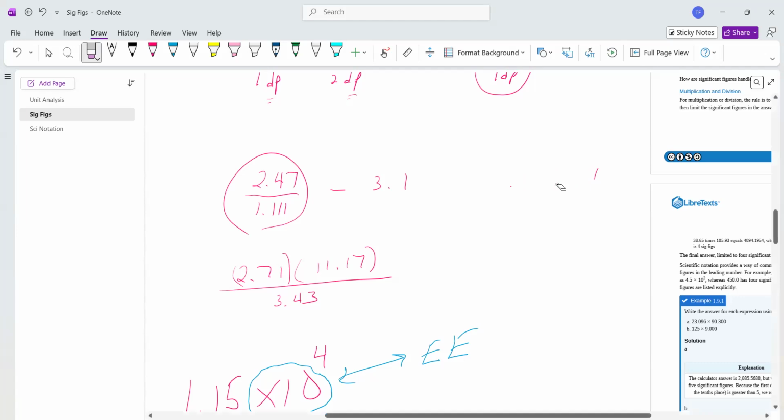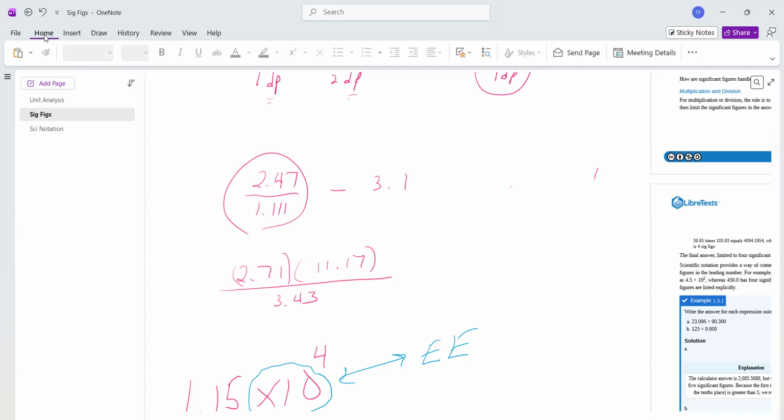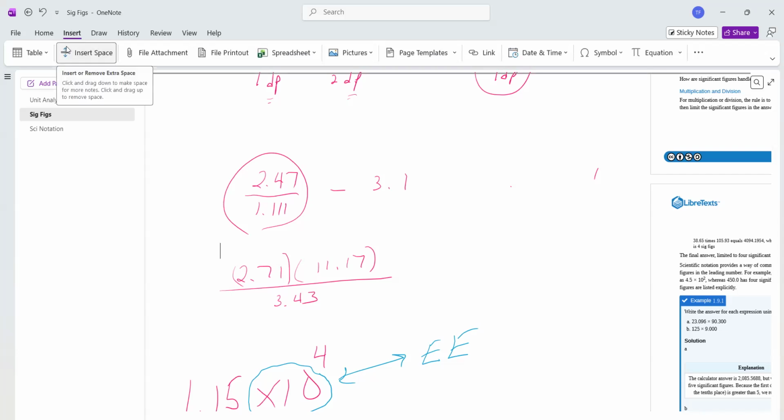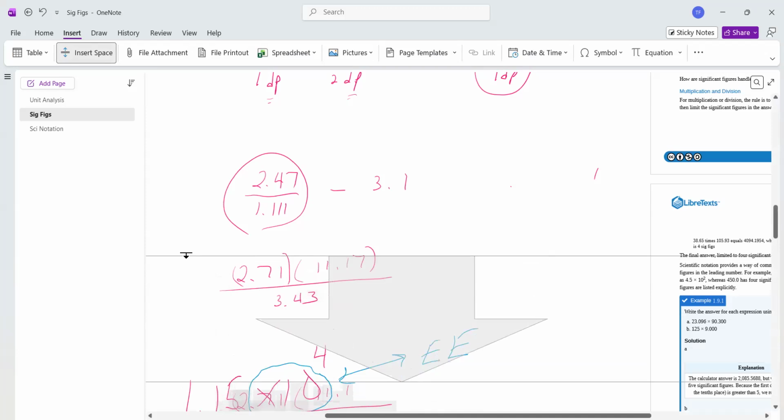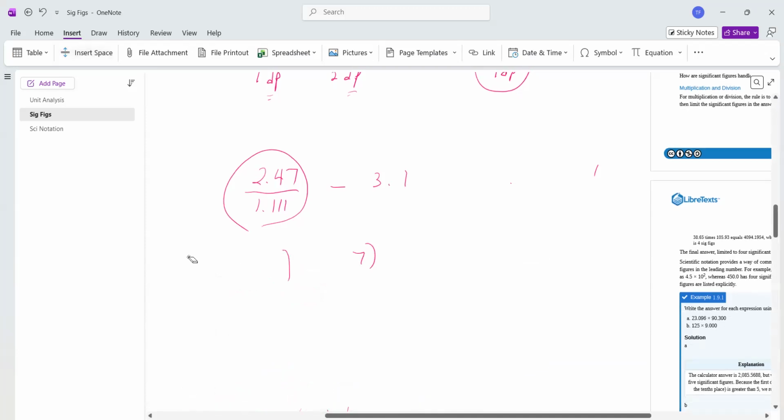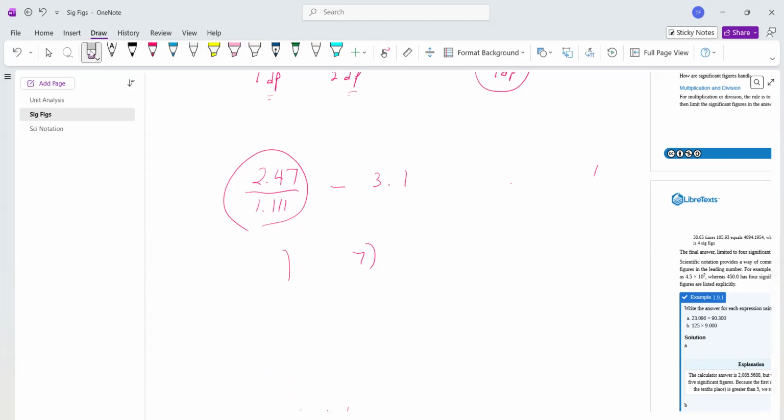Okay, so we can do the division first. So we're going to divide 2.47 by 1.111.